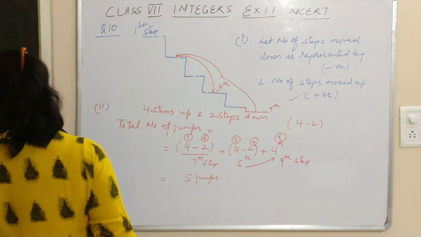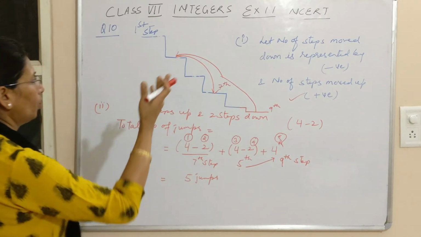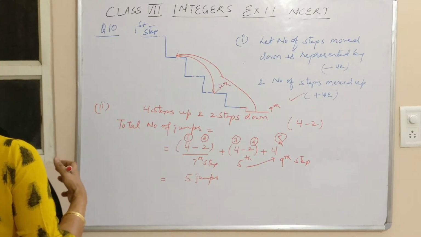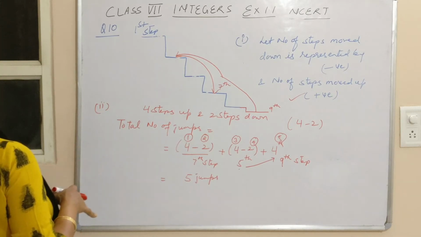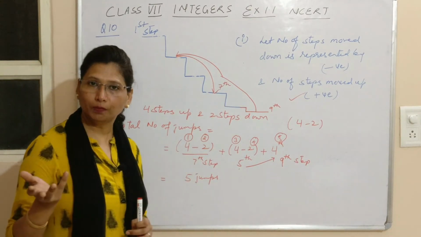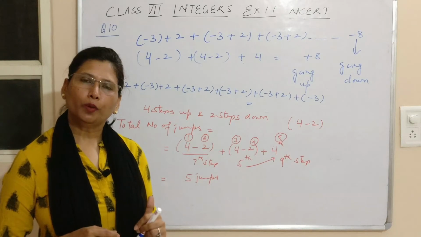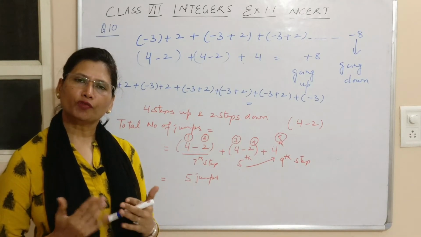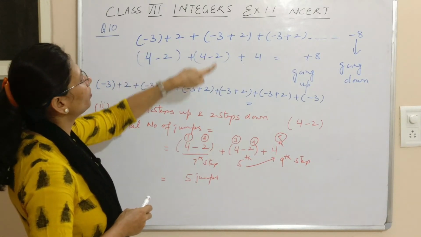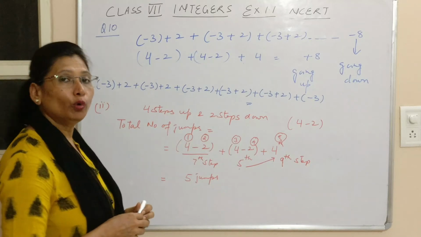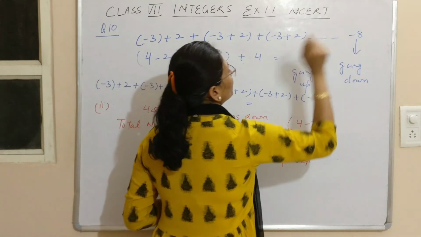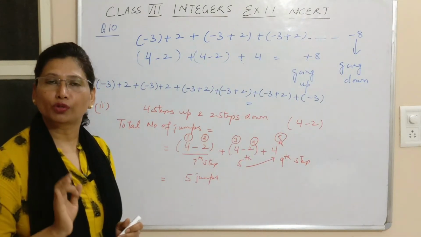Now it says, if the number of steps moved down is represented by negative, and we add the number of steps moved up as positive integers, then complete the following. Now I'll take the third part, which is a sort of summary of the first and second parts. It says, for -3 plus 2, the first case where going down is represented by the negative sign, if you simplify this it shows minus 8, that is, he has come down 8 steps to drink water.